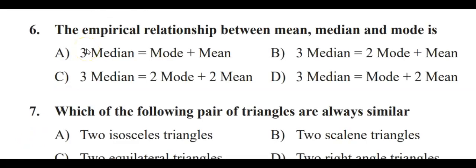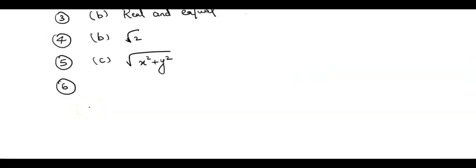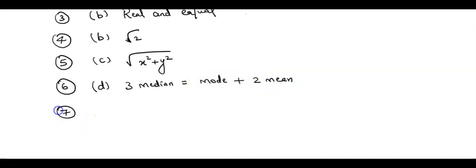Next question. The empirical relationship between mean, median and mode is. Remember, this is the standard formula we have. 3 median is equal to 1 mode plus 2 mean. So this is the empirical relationship between mean, median and mode. Question number 6, option D. The final answer is 3 median is equal to 1 mode plus 2 mean. This is the correct answer.